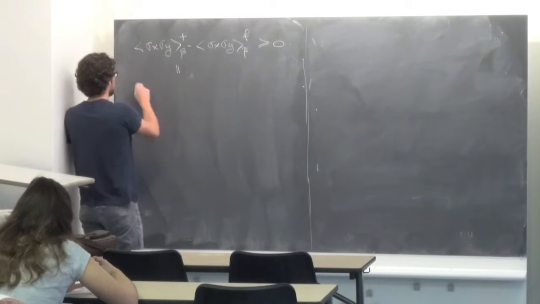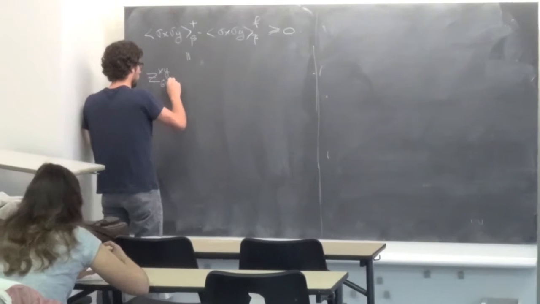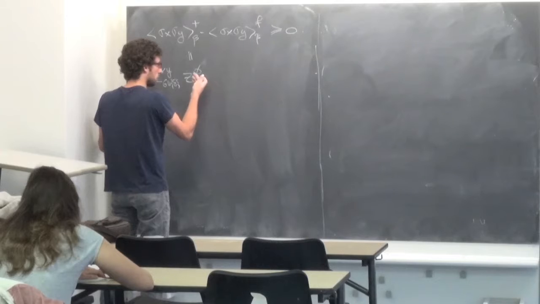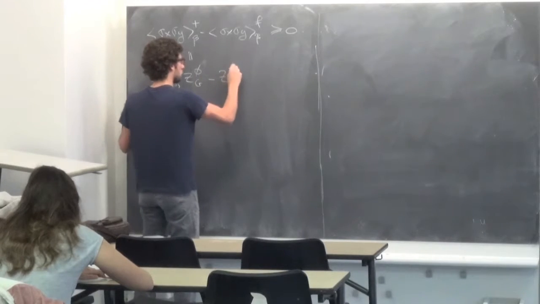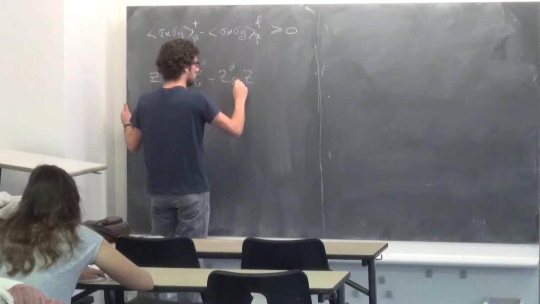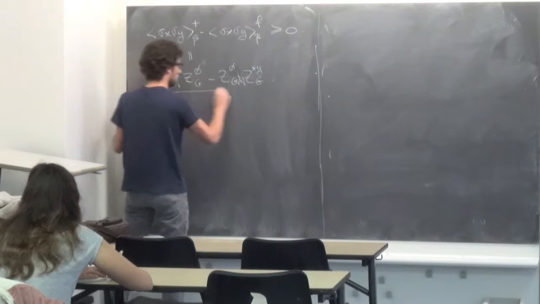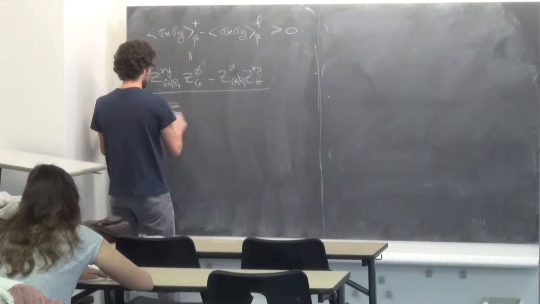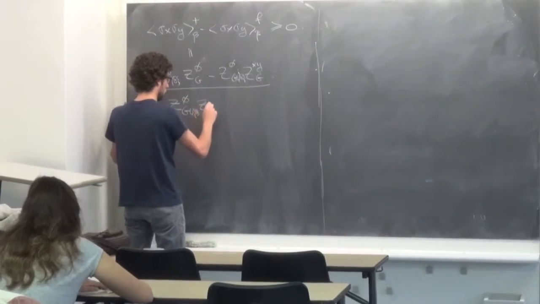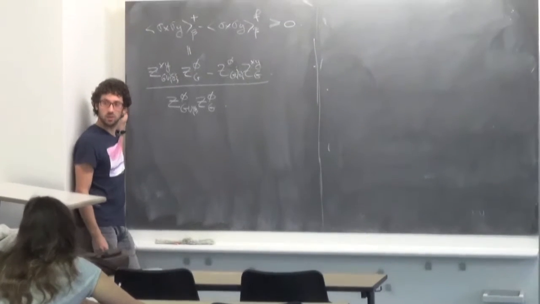So this is Z^{xy}_{G∪δ} times Z^{∅}_{G} minus Z^{xy}_{G}, Z^{∅}_{G∪δ}, and Z^{xy}_{G}. And this is divided by Z^{∅}_{G∪δ} Z^{∅}_{G}. Right? That's the ratio.